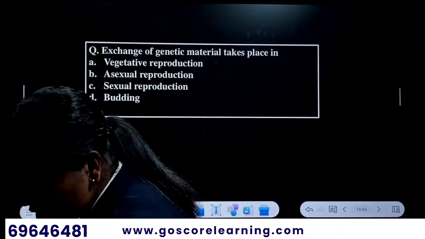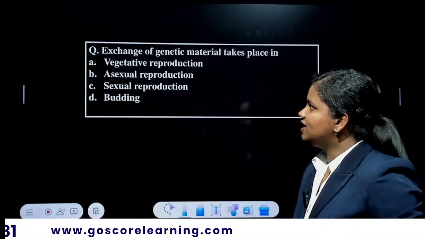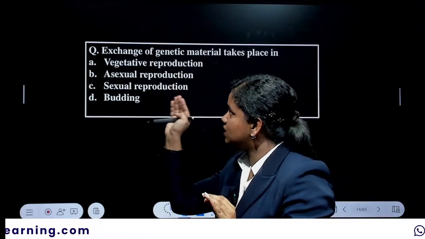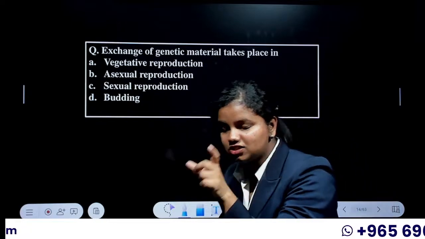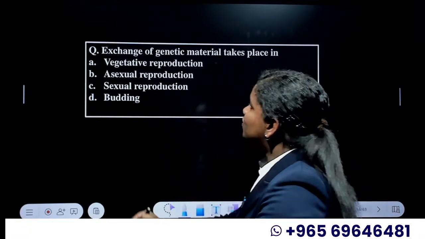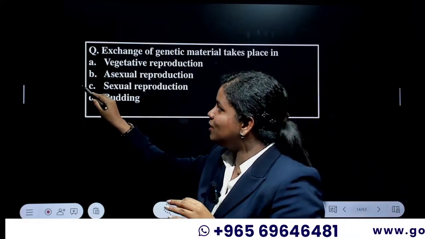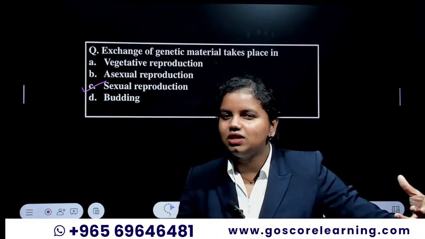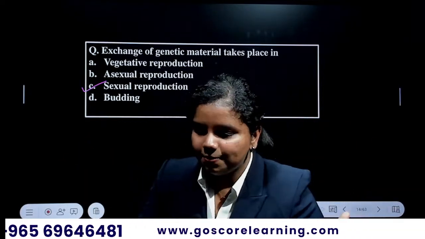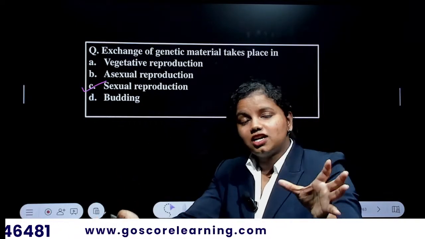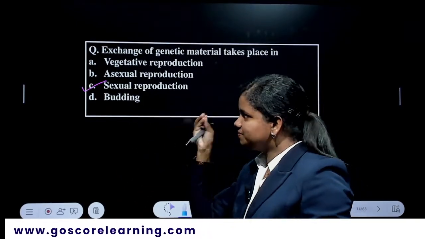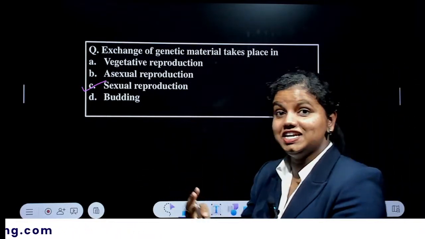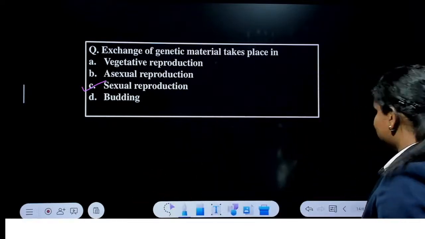Come on, guys. Yes, my dear students, where is the answer? In which type of reproduction can you see the exchange of genetic material? Yes, very good. It is none other than sexual reproduction, because in sexual reproduction there is a fusion of male and female gametes. There is fusion of two different gametes which contributes to the genetic material exchange. That's the correct answer.